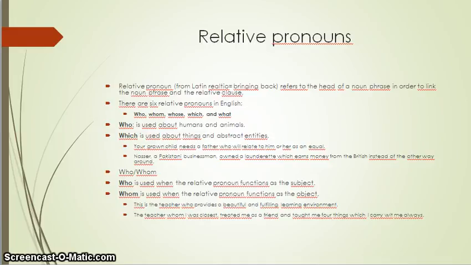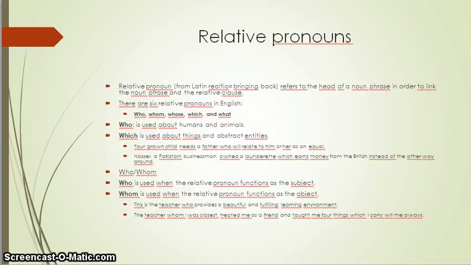A relative pronoun, which means relative, comes from Latin relatio, meaning bringing back, and that refers to the head of the noun phrase in order to link the noun phrase and the relative clause. We have 6 of them in English: who, whom, whose, which, and what, which are only 5.